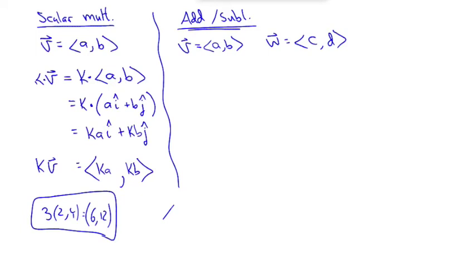So here, I want to find v plus w, which is going to turn into AB component plus CD component.